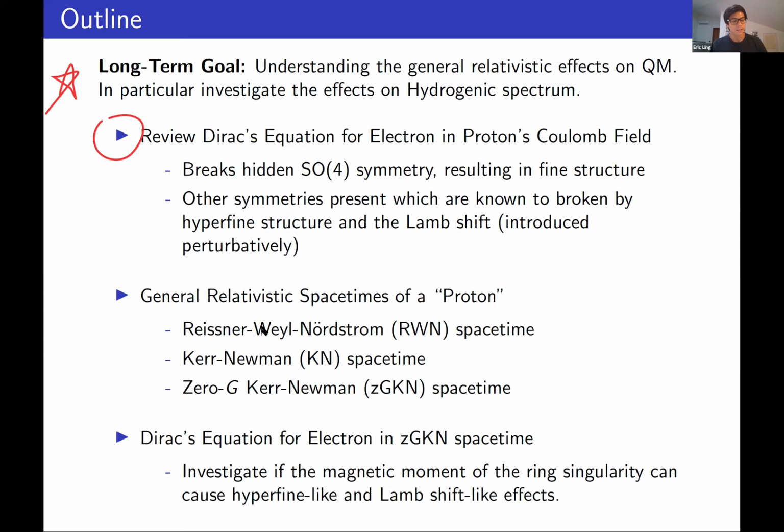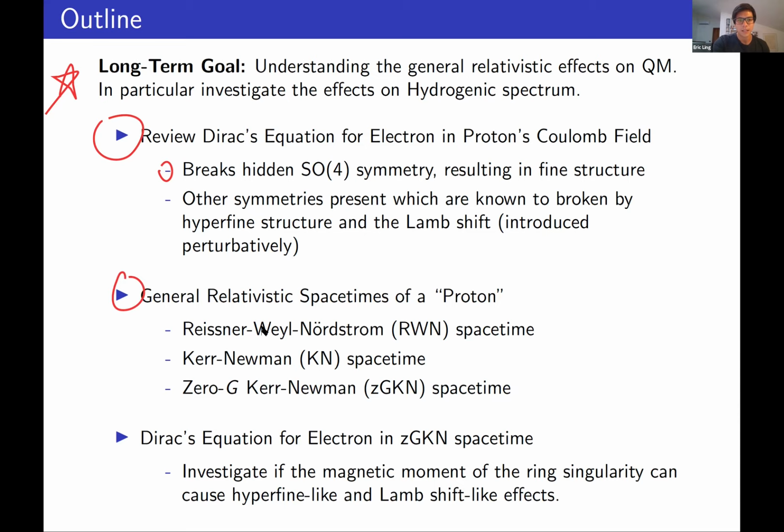This model successfully breaks the hidden SO(4) symmetry appearing in the Schrödinger equation, resulting in fine structure. But there are other symmetries present which are known to be broken by hyperfine structure and the Lamb shift, and so these have to be introduced perturbatively. Okay, then we will look at general relativistic spacetimes of a proton. There are two well-known solutions in GR that model charged masses.